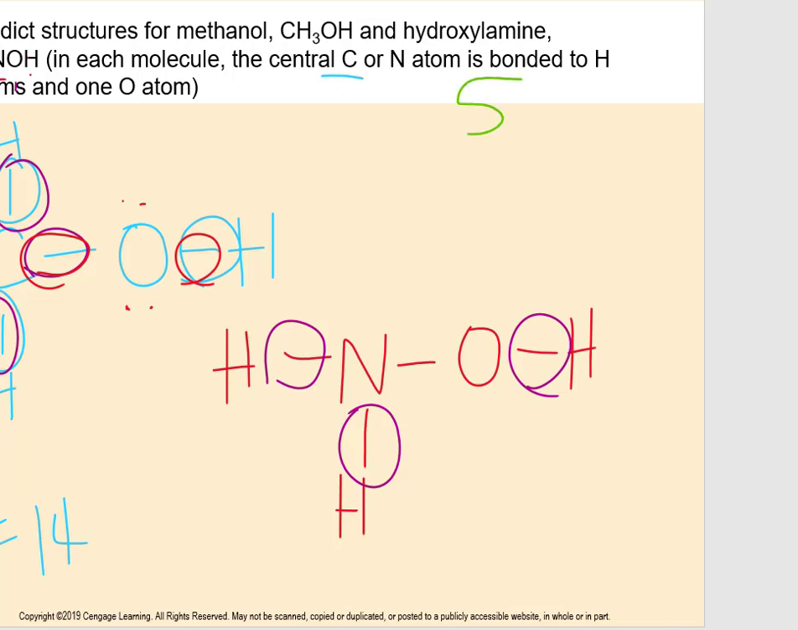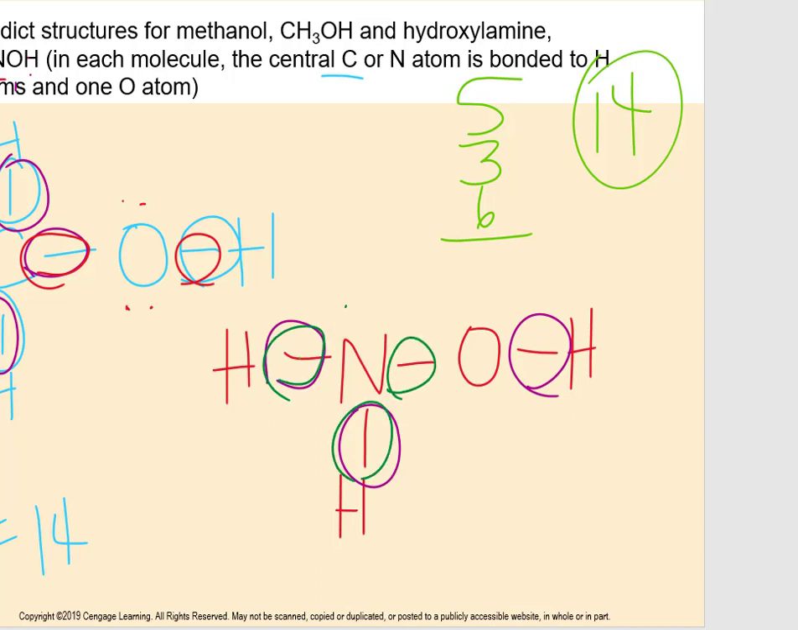Nitrogen, we know has five valence electrons. Each hydrogen is one, so that's plus another three. Oxygen, six. So 6, 7, 8, 9 should be 14 electrons that we are accounting for. And now there's 2, 4, 6, 8. Okay. Nitrogen, if I look at nitrogen, it has 1, 2, 3, 4, 5, 6. Nitrogen's not happy. It needs 2. That gives nitrogen 8.